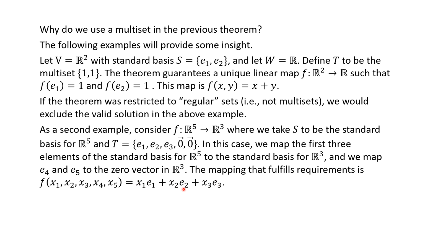So for example, if you took E1, that would be (1, 0, 0, 0, 0). Then you'd have 1 times E1, so that would give the mapping we want. Same thing for E2 and E3, but if you had anything that was only a linear combination of E4 and E5, in other words, where x1, x2, and x3 were 0, then you would map that to the 0 vector. Okay, so that's some motivation for why we use the multiset, and let's continue. I have several more theorems on this topic.